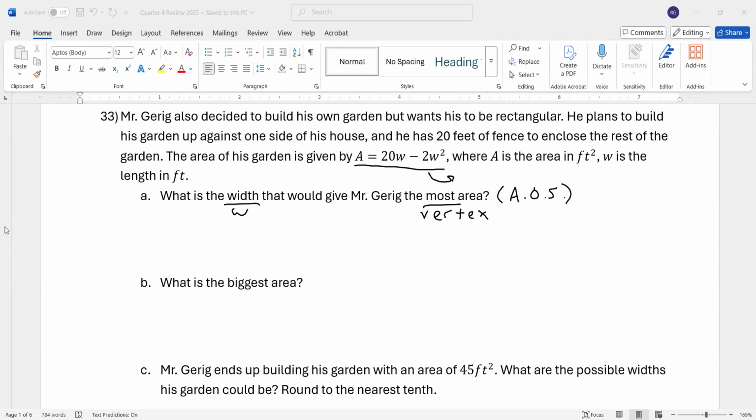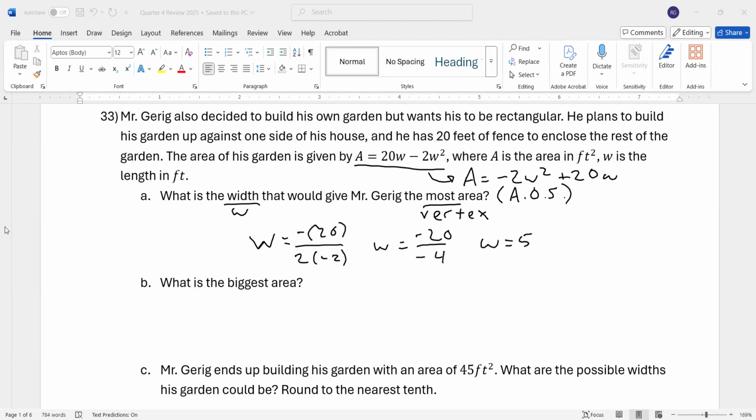I'm going to rewrite this one actually. So A equals negative 2W squared plus 20W. A has to go first. Well, it doesn't have to go first, but we're used to seeing it first, so I'm going to write it with it first. So X equals, or W equals, negative B, so negative 20, over 2 times A, just negative 2. So negative 20 over negative 4 would be 5. So the width of 5 feet would give me the biggest area.